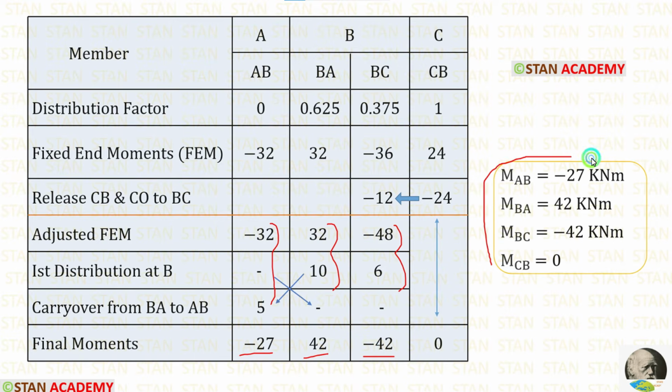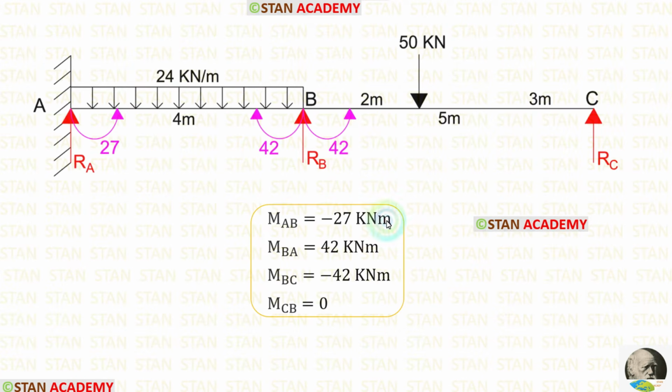So in this analysis, we have calculated all of the moments. For MAB, we got a negative value. That means MAB is acting in the anti-clockwise direction. For MBA, we got a positive value. That means MBA is acting in the clockwise direction. Finally, for MBC, we got a negative value. That means it is acting in the anti-clockwise direction.